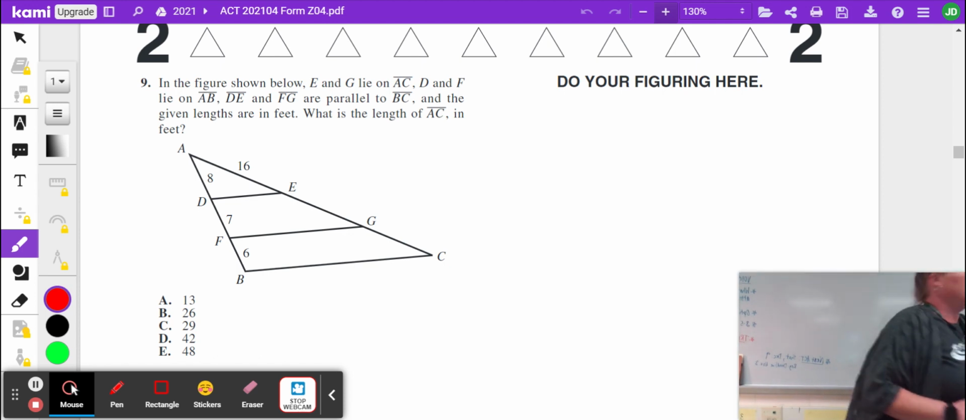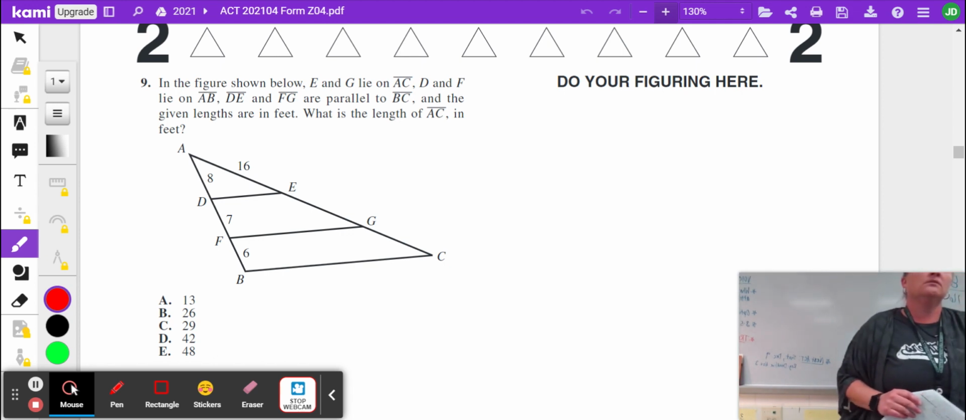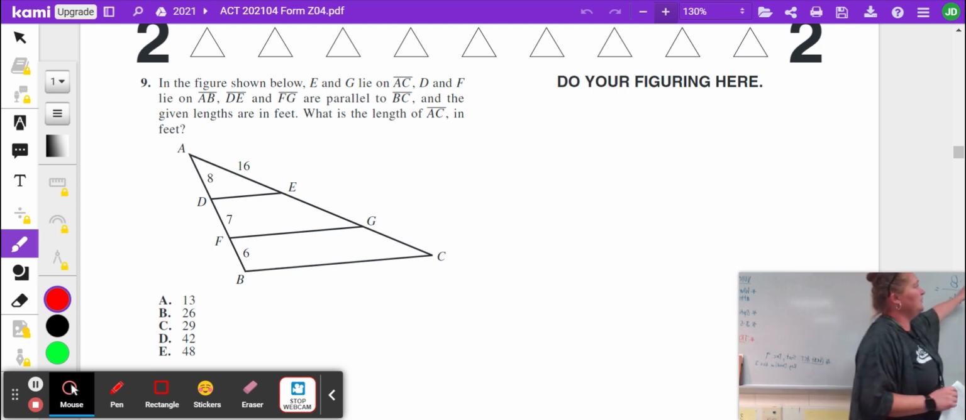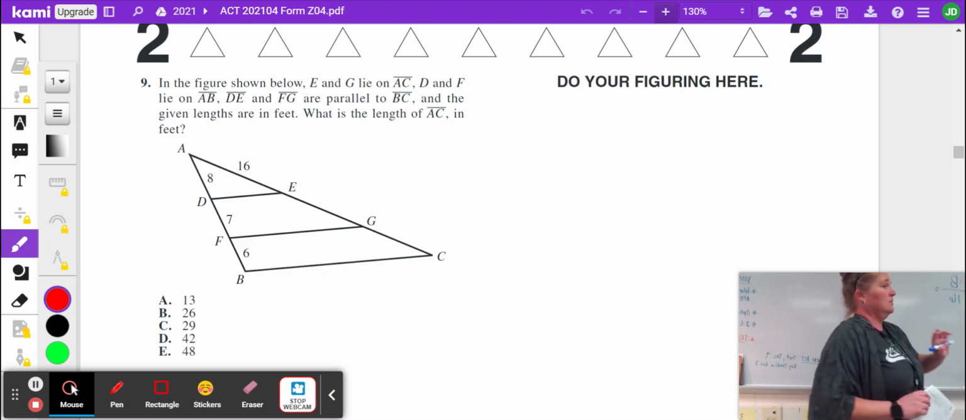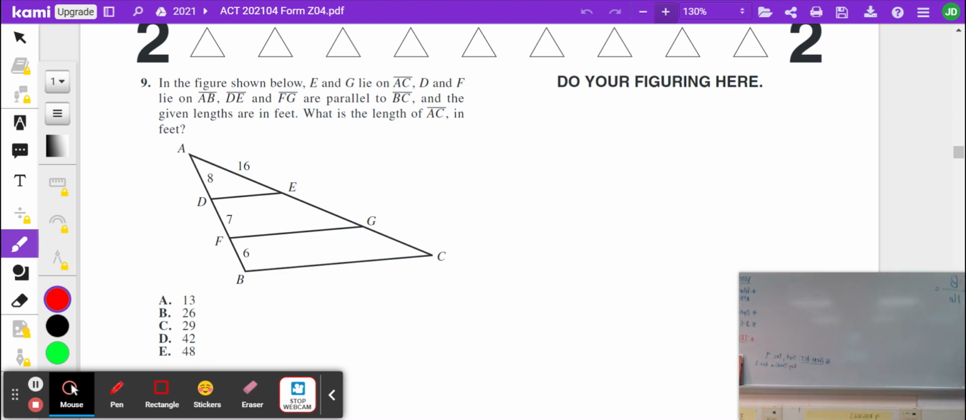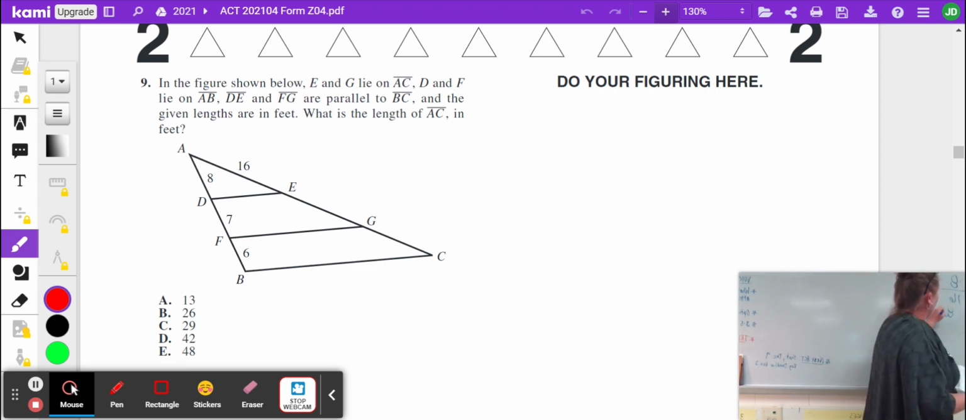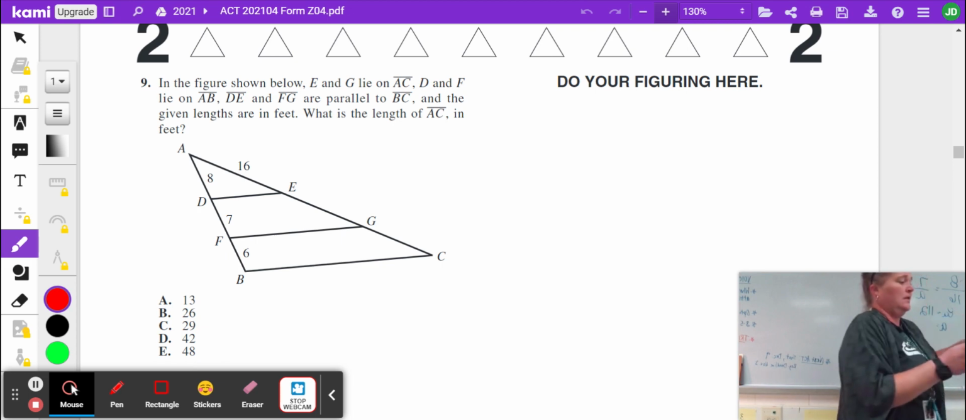So what's the second part of my proportion if I'm looking for those 2 pieces? What corresponds to 8? 7 over something, because my 8 corresponds to this side. So I need to keep those proportionally correct. So I'm going to say 7 over x and cross multiply and divide. 16 times 7 is 112. Divide by 8 and get 14.